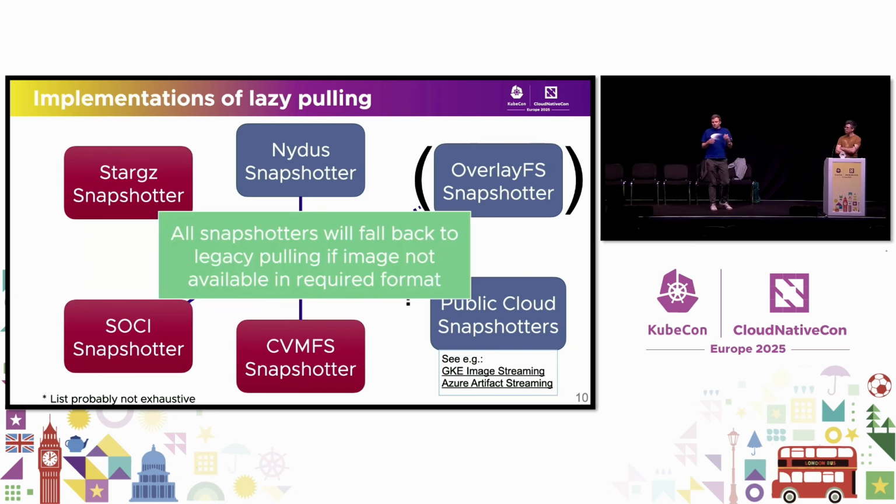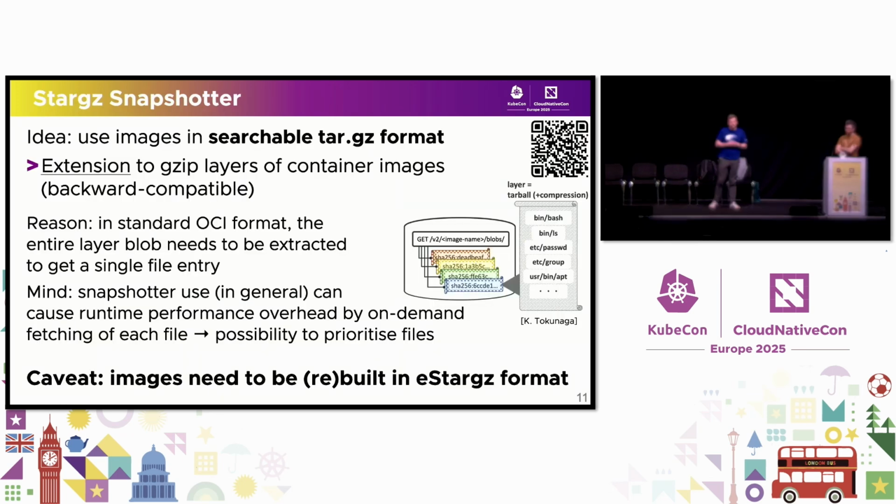Okay. Now, also, the good thing is there's actually no risk in using lazy snapshotters, because all of them are implemented in a way that they will fall back to what I call here legacy pulling. So it will just go back to downloading the entire image, unpacking it, and then executing it in case the image isn't available in a way that you can perform lazy pulling. Okay. So now, this lazy pulling mechanism, or the way that enables lazy pulling, is implemented in different ways, and that's basically how you can differentiate between the different snapshotters.